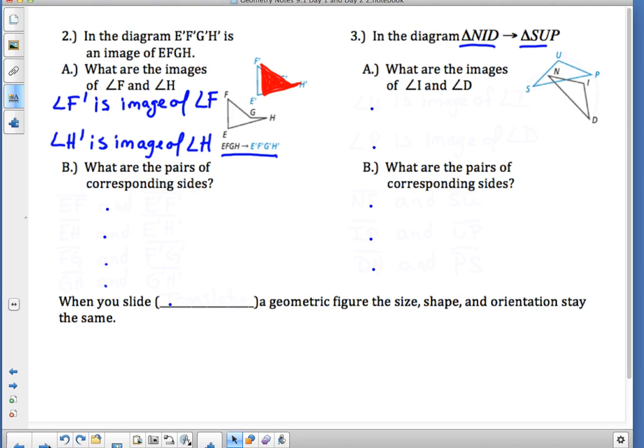What are the images of angle I? Well, angle U is the image of angle I as I go through. Angle U is the image of angle I if we want to order it and answer it the way we did in the first one. It's not going to be that structured, but I wanted to make it as simple as just putting things in.